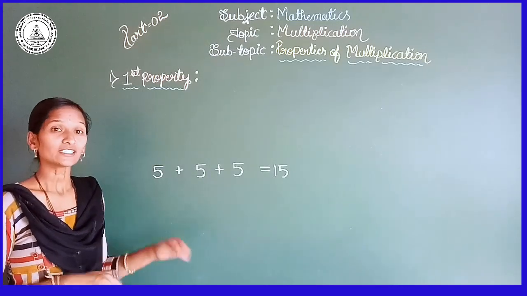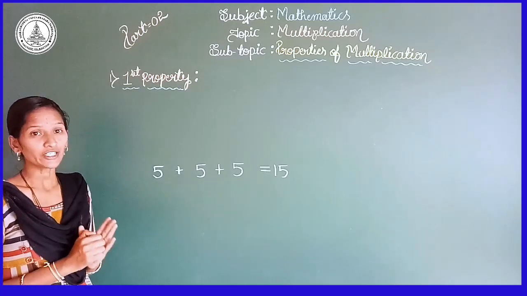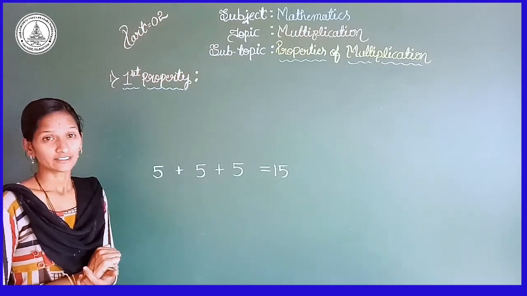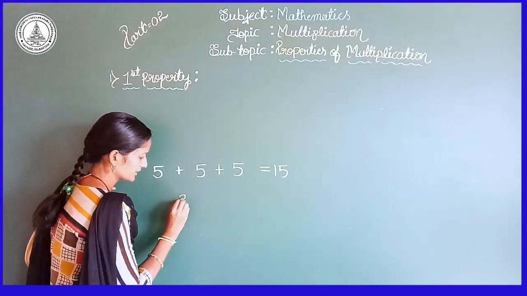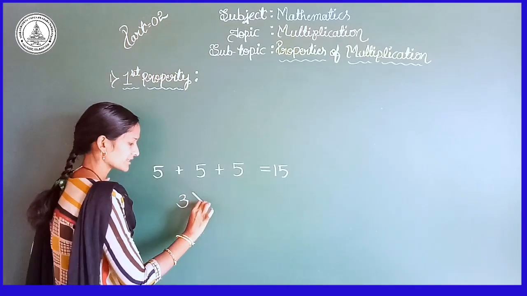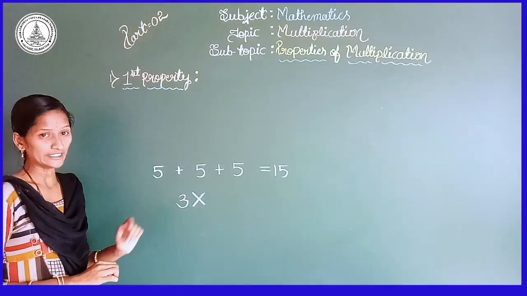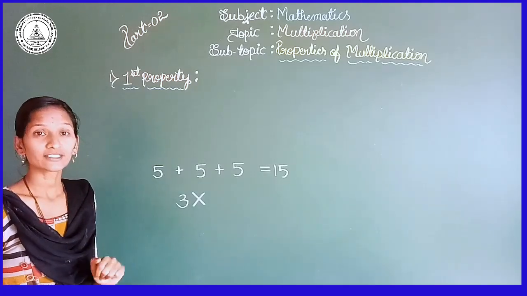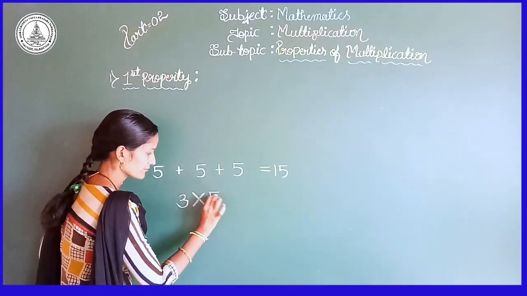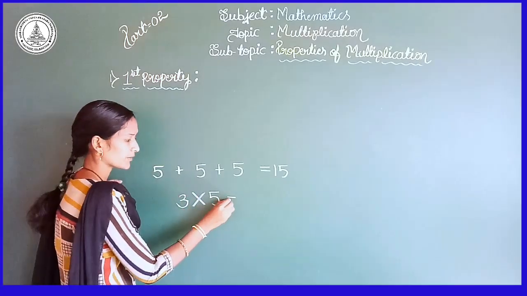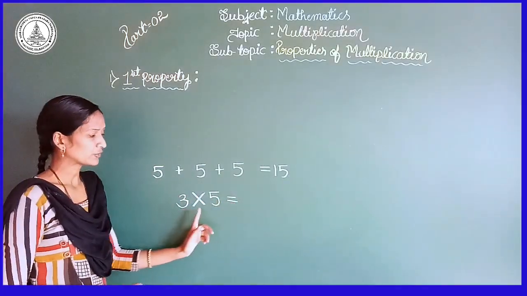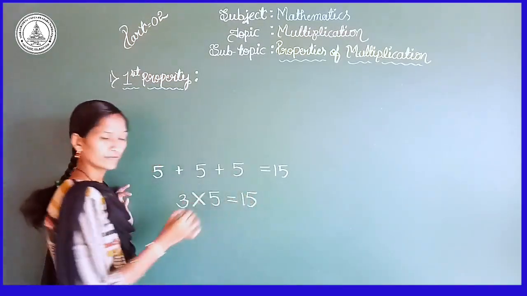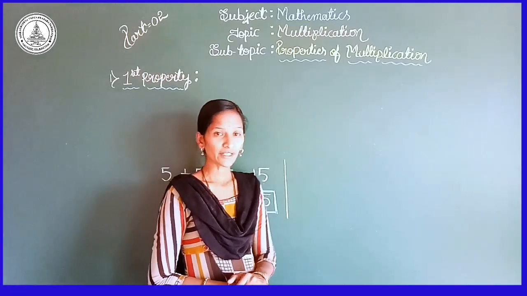So now I am writing the multiplication fact. So how many twigs are there? 3, right? So I am writing 3 at first. And this is the symbol of multiplication, that is into. Next, how many leaves are there in each twig? That is 5. So I am writing 5. So what is our product? 3 into 5 is also equal to 15. Right? Yes, my dear students.